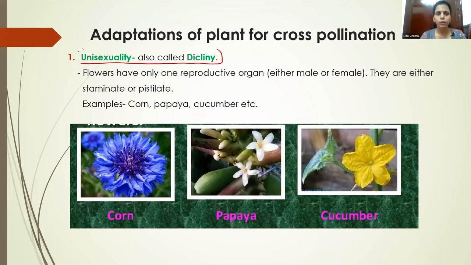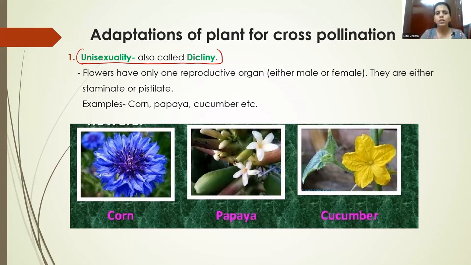Now we all know that flowering plants possess flowers, and flowers are the reproductive organs in angiosperms. So these flowers might contain both the male and female reproductive organs, or they might contain any one of them. If the flower contains either a male or female reproductive organ, that particular flower is known as a unisexual flower.